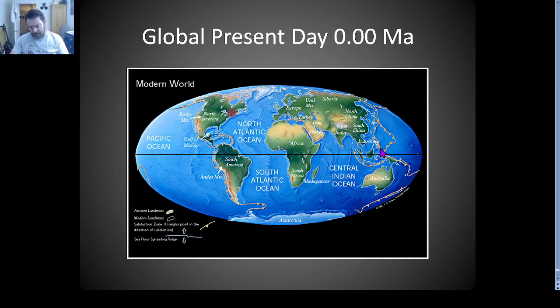We have the Atlantic still spreading, as you can see by our subduction over here on the Andes, west of the Andes, and of course North America. We have a piece of Pacific crust that is slowly getting dragged across.